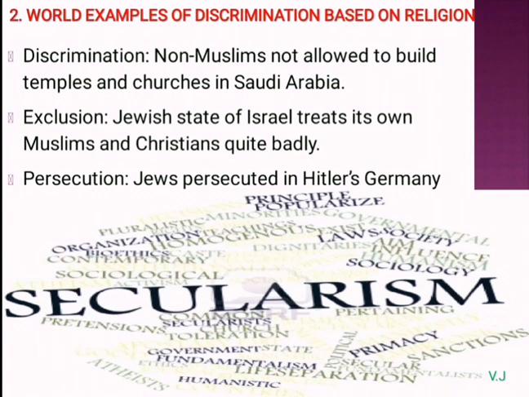Second, exclusion. The Jewish state of Israel treats its own Muslims and Christians quite badly. Israel is a Jewish country, and they are giving more importance only to the Jewish people, and they are treating the Muslims, Christians and other religious people living in Israel as secondary. They are giving prime importance to the Jewish people.